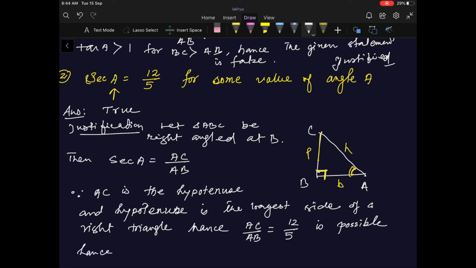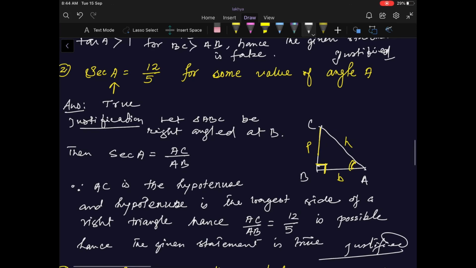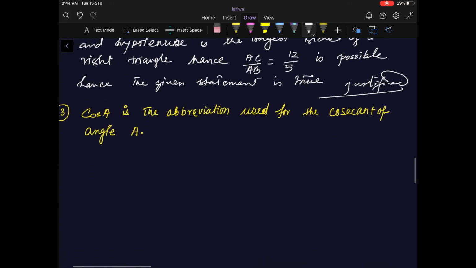Hence the given statement is true, hence justified. So that's how we can justify this. Let's move on to the next statement.